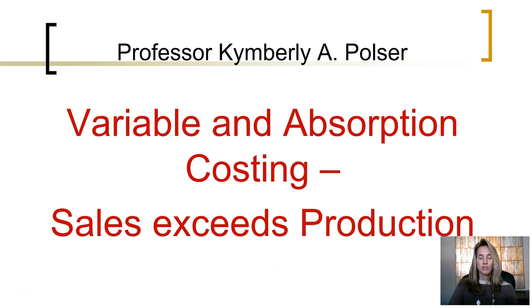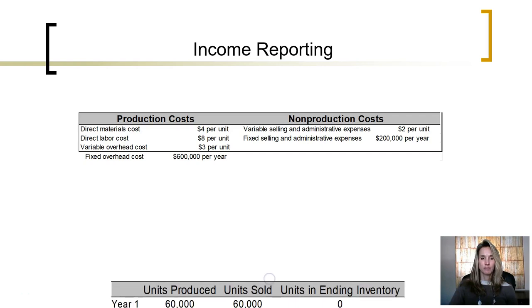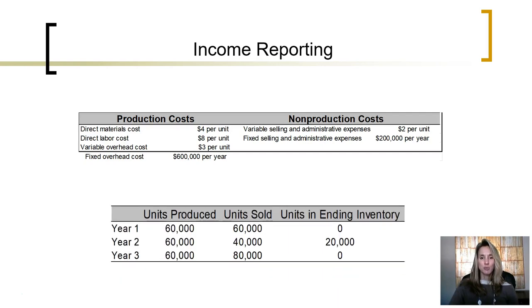In this section, we are going to look at the impact of sales exceeding production on variable and absorption costing. Recall from the two prior videos looking at production and sales at different levels, we use the following cost information. Production cost of $4 per unit for direct materials, $8 per unit for direct labor, $3 per unit for variable overhead, and total fixed overhead production costs of $600,000. Variable selling and admin of $2 per unit sold, plus an additional $200,000 fixed each year.